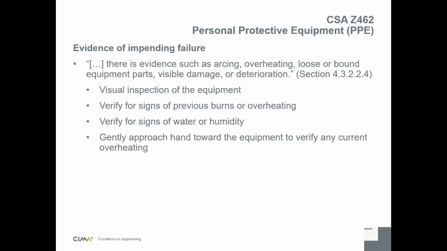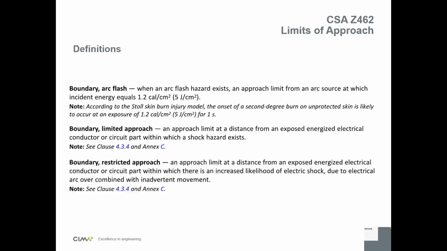So the CSA Z462 defines 3 boundaries with regards to shock and arc flash protections. So the first boundary is called the arc flash boundary. So it's defined as the distance at which you need to go back from the source of the arc for the energy to drop at 1.2 calories. So for example, if you have arc flash label that says 8 calories at 18 inches, then you need to go back, for example, at 2 or 3 meters for it to drop at 1.2 cals.